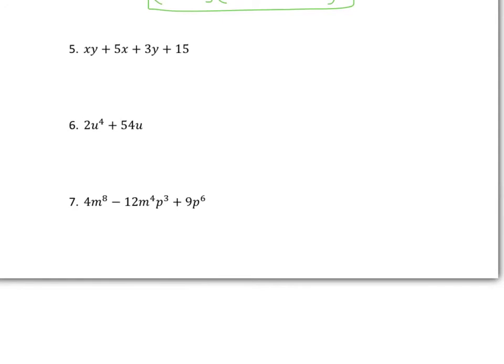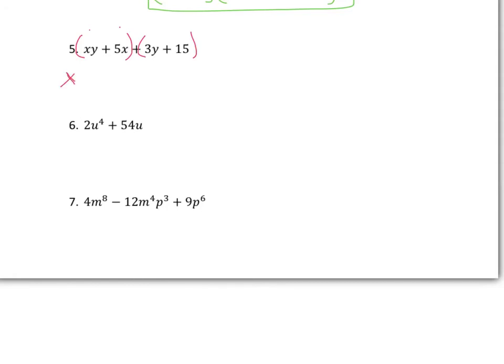So in this first one, you can do grouping, even if it's not grouping from the entire polynomial. What you could do is split this up to look like xy plus 5x plus 3y plus 15. Now you could just take out the greatest common factor from each of those and make two different things. So the greatest common factor here between xy and 5x is just x.